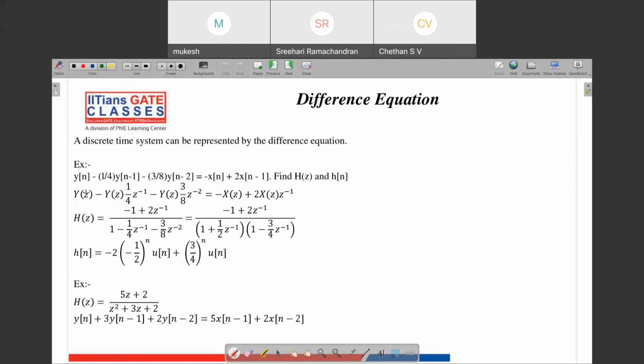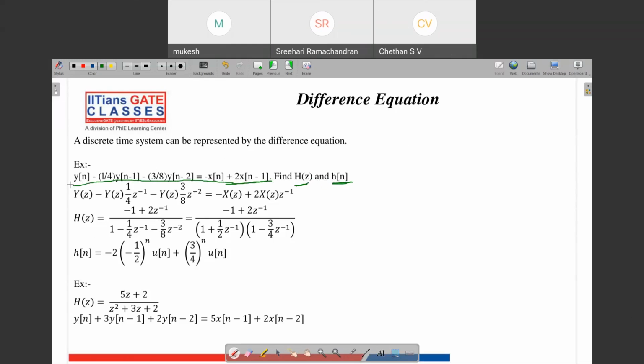So if this difference equation is given, and if you are asked to find out what is the H of z or what is the h of n, then you need to take the help of the z transform here. For example, let's say we have been given this input-output relationship in terms of this difference equation, and we were asked to find out what is h of n.